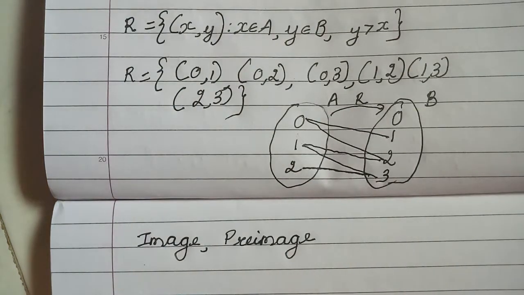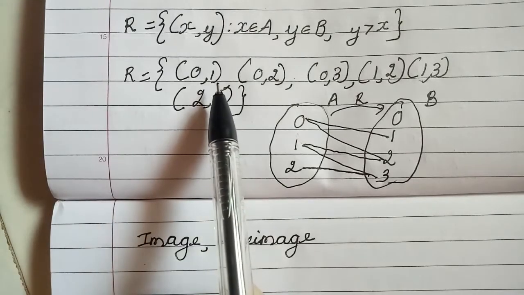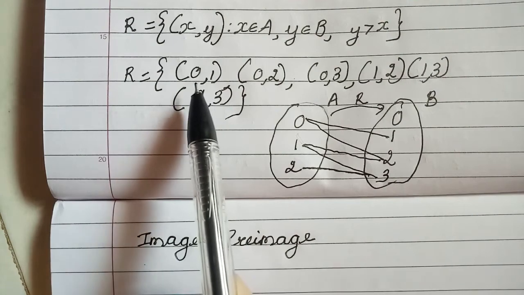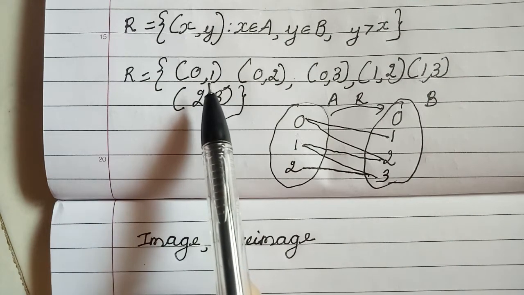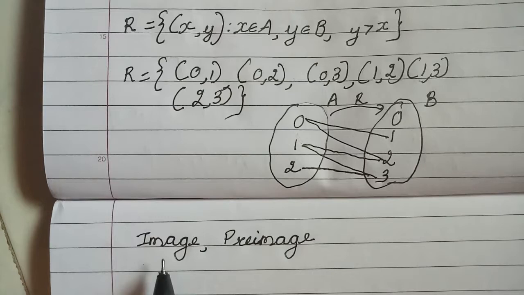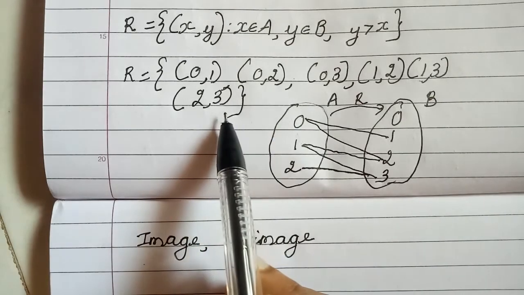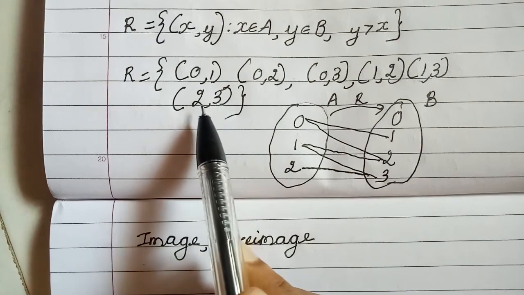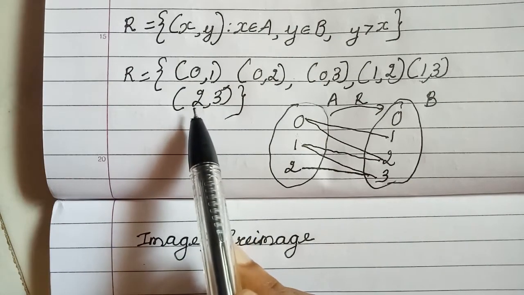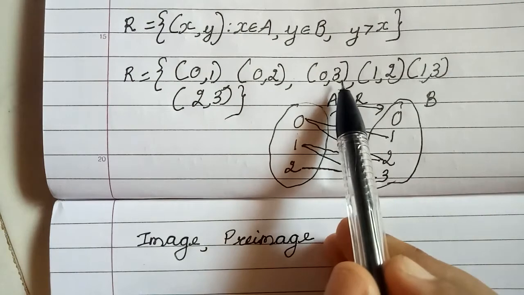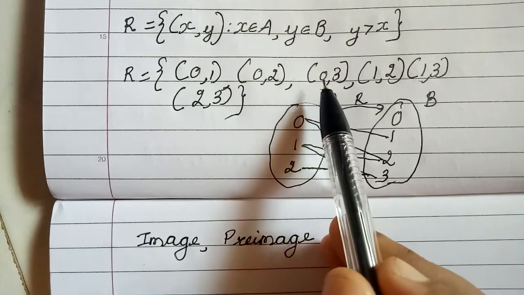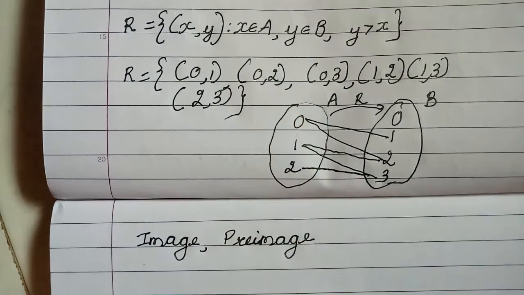I repeat, under the relation R, the second element in the ordered pair is called the image of the first element, and the first element is called the pre-image of the second element. So these two words are very important: image of an element under relation R, pre-image of an element under relation R. Here, if I see this example, I can say that 3 is the image of 2, whereas 2 is the pre-image of 3. Here 3 is the image of 0 and 0 is the pre-image of 3.